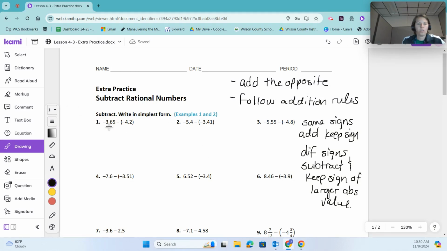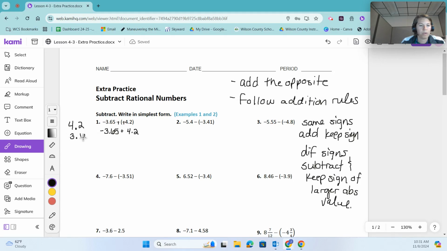Okay, so subtracting, we have negative 3 and 65 hundredths minus negative 4 and 2 tenths. So my first number stays the same, negative 3 and 65 hundredths. We add the opposite. The opposite of negative 4 and 2 tenths is positive 4 and 2 tenths. Now our addition rules, we have opposite signs here. So we have 3 and 65 hundredths and 4 and 2 tenths.